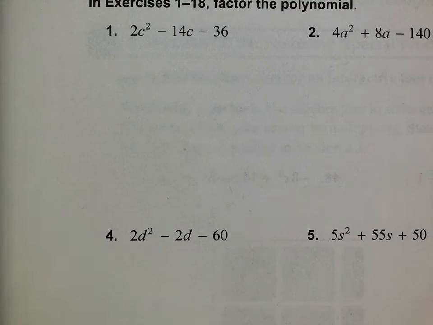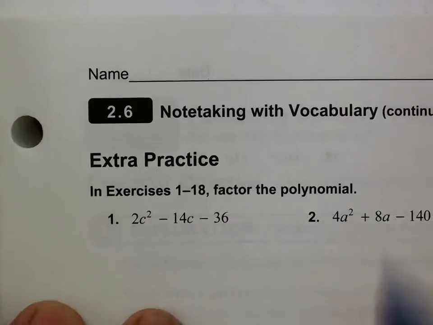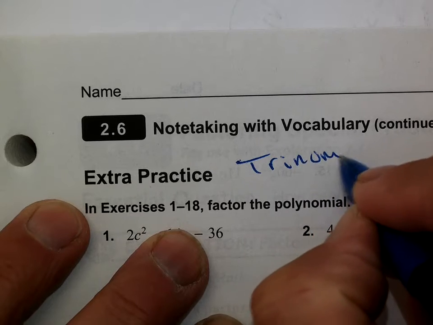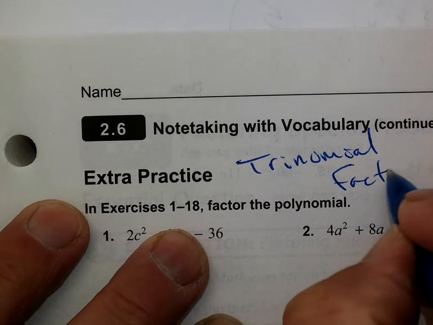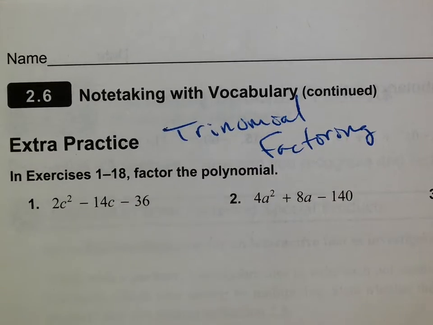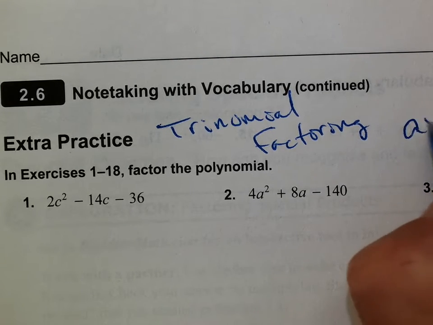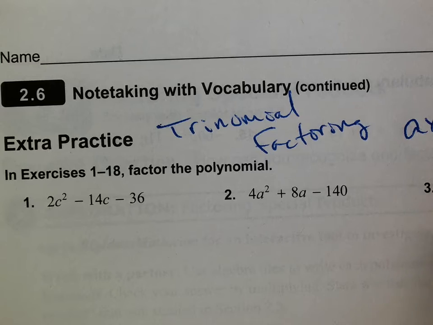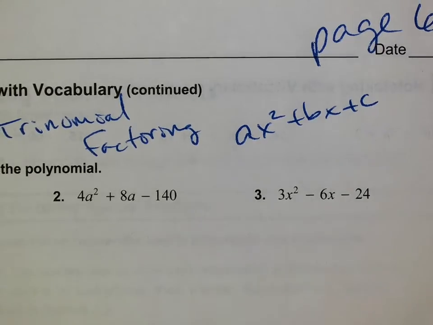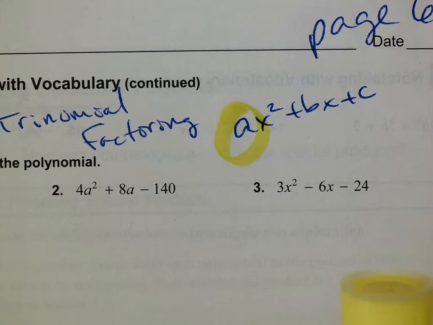So today we are going to be on page 61 and we're talking about factoring, trinomial factoring. It's called trinomial factoring because we've got 1, 2, 3 terms. Now what makes things different today is that you'll see an ax squared plus bx plus c. You're going to end up with what we call a leading coefficient. So we have a number in front of x squared, which makes it different.